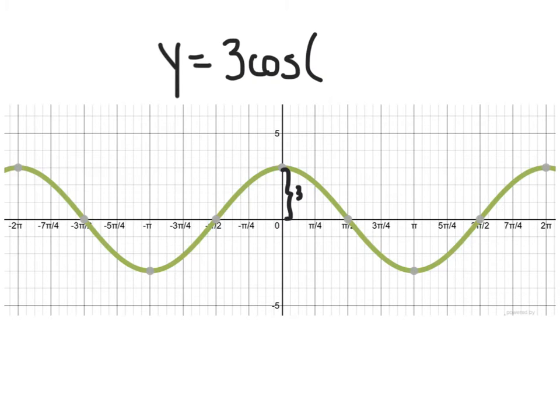The good news is the frequency is 1, because starting at 0, we just see one cycle at 2 pi. And there's no upward shift, there's no left or right shifts, nothing like that. So that's just simply 3 cosine x, very simple, well-behaved function.